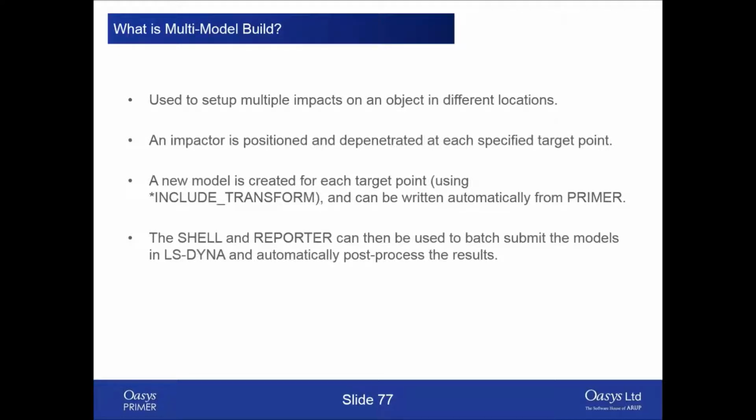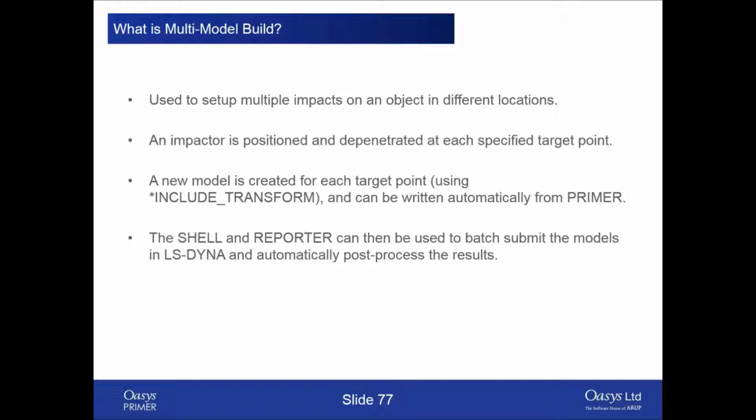So what is this? This is for situations where you want to take an impactor and position it lots of different times on your model. Good examples in the automotive world are things like pedestrian impact, maybe interior head impact, so FMVSS 201 upper, things like ejection mitigation, that sort of stuff. So this functionality is used to set up multiple impacts on an object in different locations.